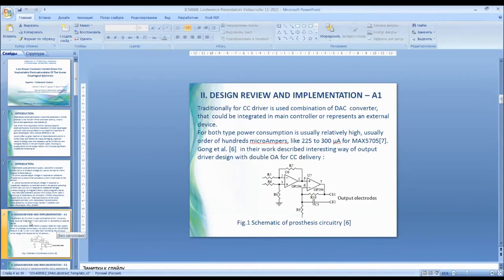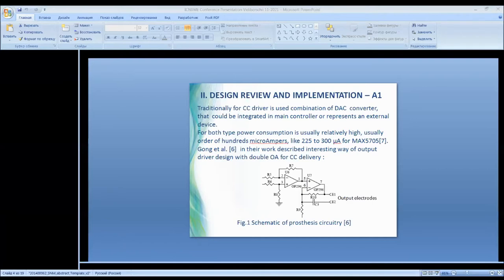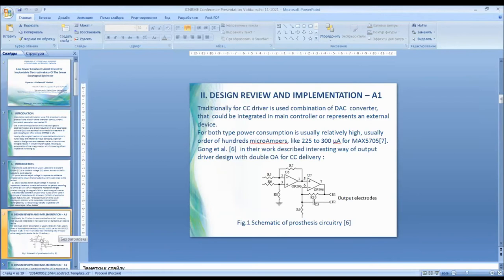Traditionally, a constant current driver is used as a combination of digital to analog converters. This solution was described in many applications, and provides good output characteristics, but has some drawbacks like high current consumption, especially in idle period. But we have found another application.